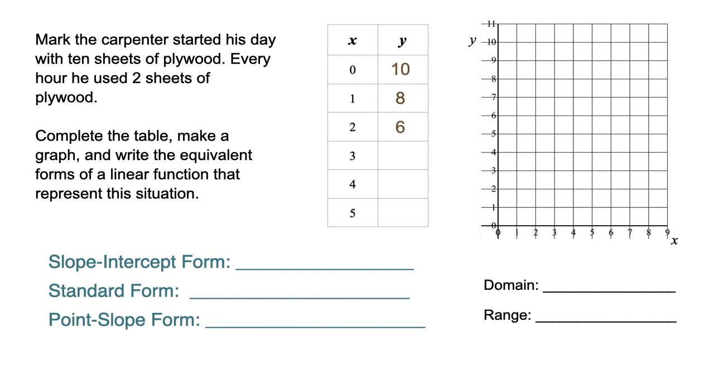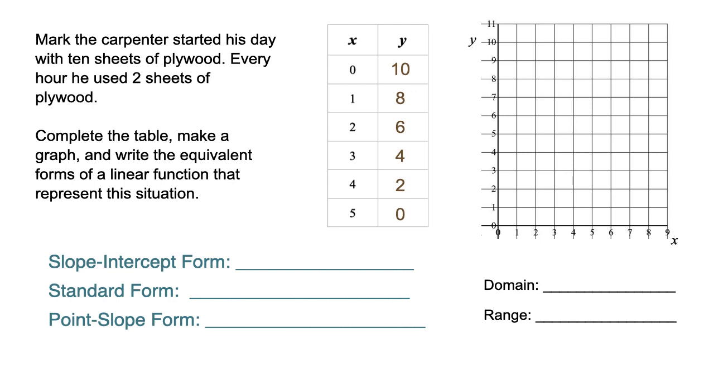You can see that this is a decreasing linear function. Every hour, he's dropping 2 sheets of plywood. He's losing 2 sheets. So the rate of change is -2. And it's a linear function because the rate of change is constant.